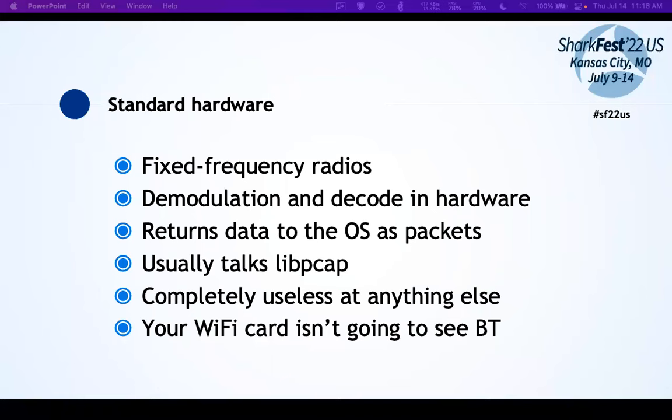So standard hardware, like network interfaces and whatnot, are fixed frequency radios. So they listen to a certain frequency. So Wi-Fi is on 2.4 gig. They listen to 2.4 gig. They don't really listen to anything else.